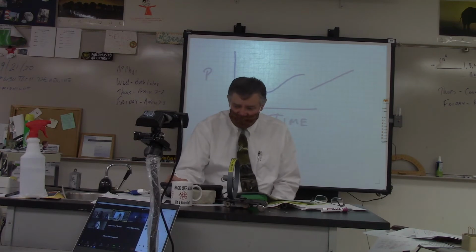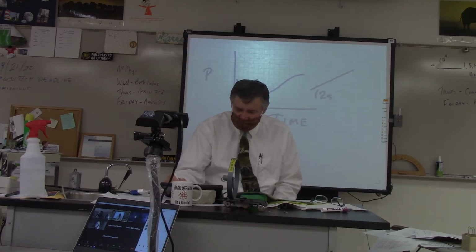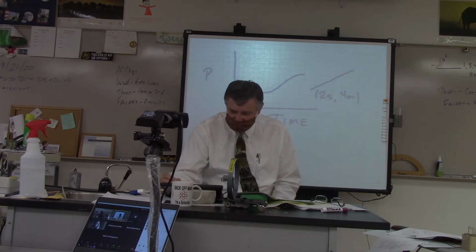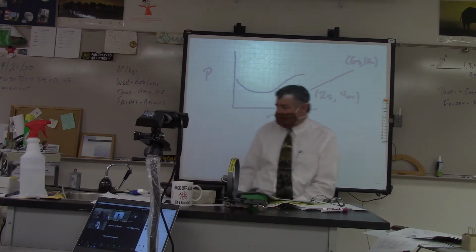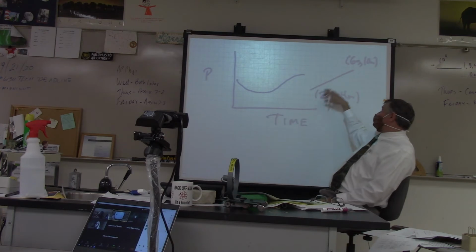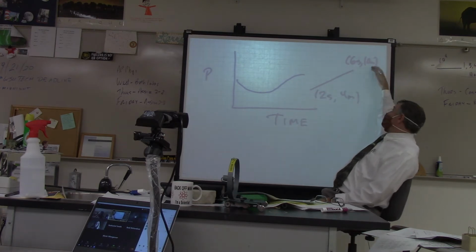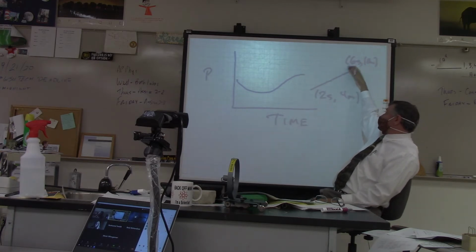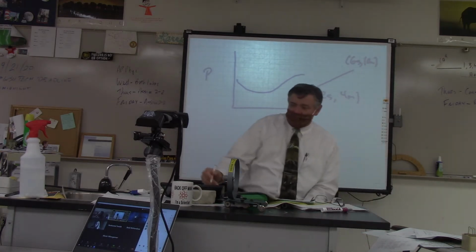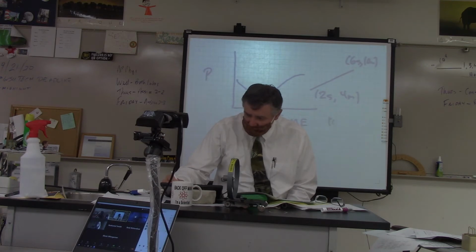So let's just say this point, I'm just going to make up some numbers. Let's say that's 2 seconds and 4 meters, and let's say that this is 6 seconds and 10 meters. So if I know these 2 points, I can find the slope of this line. I can take 10 minus 4 and get 6. I take 6 minus 2 and get 4. So I would have 10 meters minus 4 meters, and then 6 seconds minus 2 seconds.